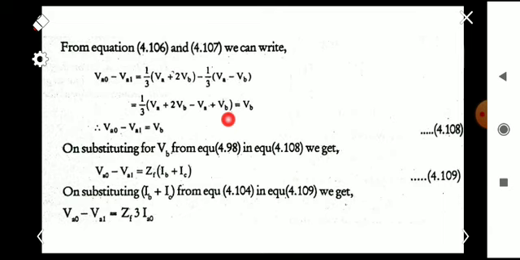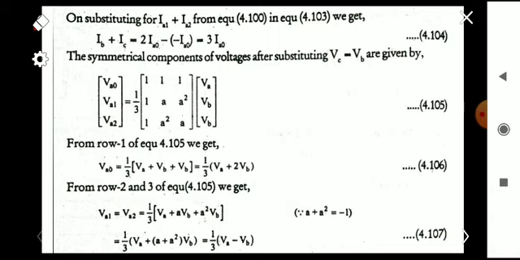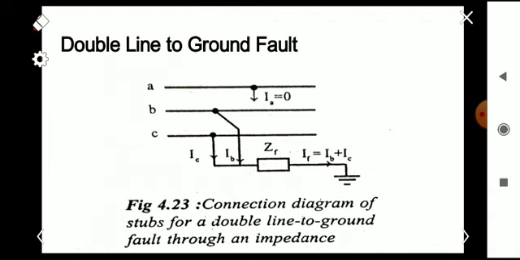Okay, from that we will obtain VA0 minus VA1 is equal to VB. All other terms will be cancelled. Okay, and VA0 minus VA1 is equal to VB. And we know the value of VB from the previous slides.